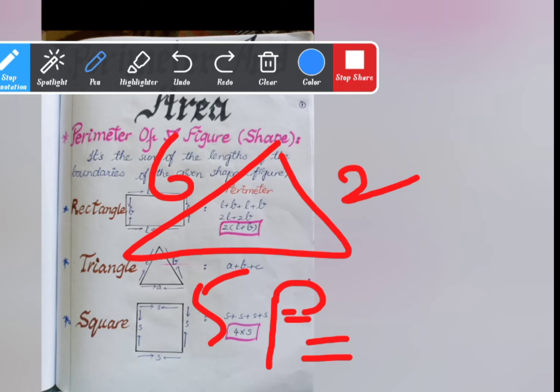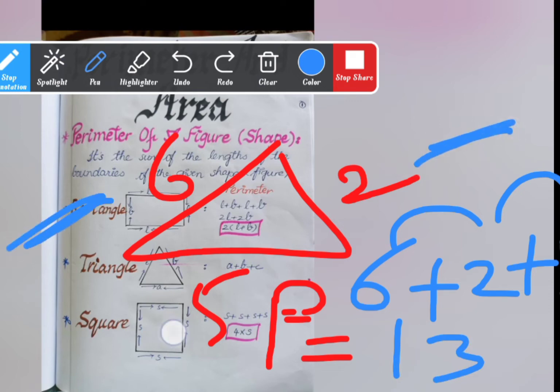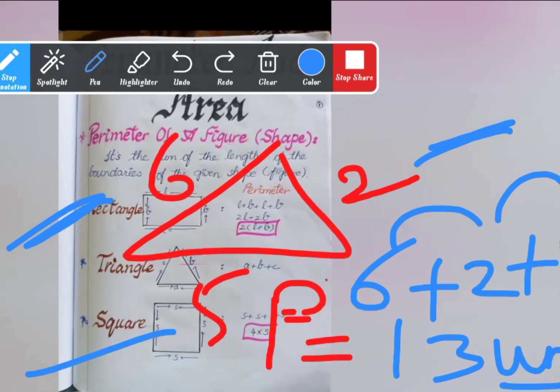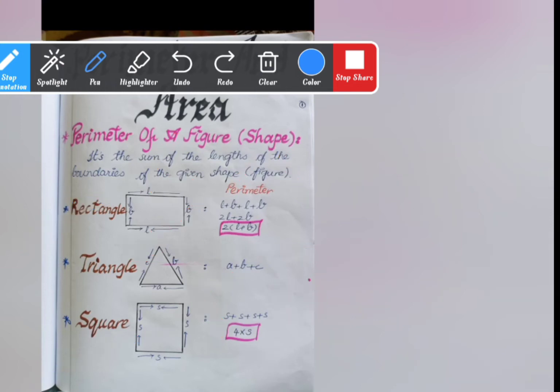Just add the lengths: 6 plus 2 plus 5. 6 plus 2 means 8. 8 plus 5 means 13. So 13 units. Here units are not mentioned, so we write only units. If centimeter is mentioned, we can write centimeter. If meter is mentioned, then we write meters. Here no units are mentioned, that's why we need to write 13 units.